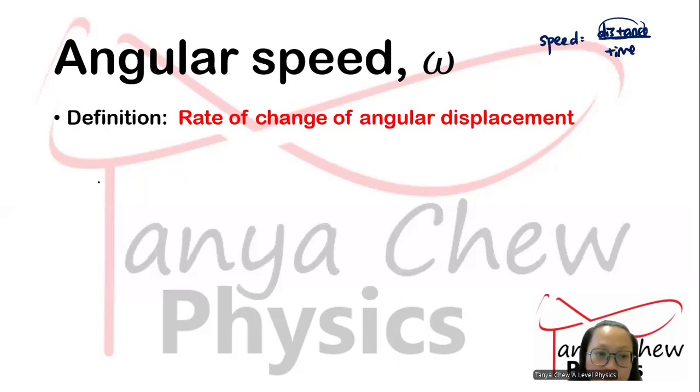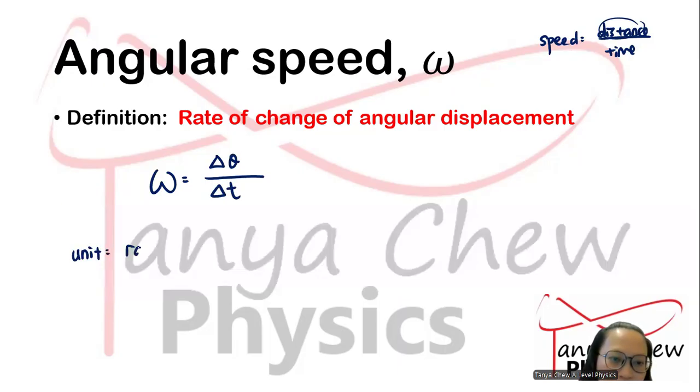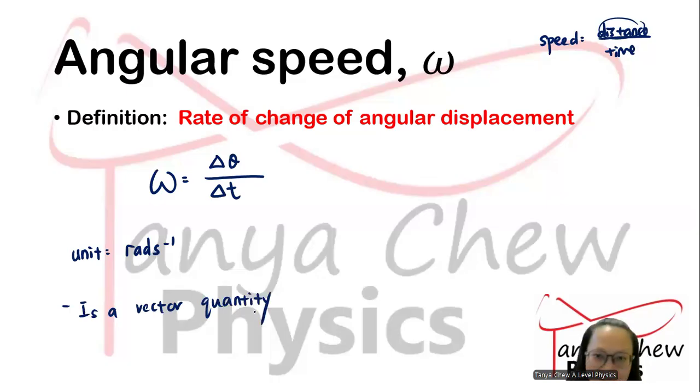So for the equation, you can write omega is equal to the change in angular displacement, because you start from the horizontal positive x-axis, divided by the time taken. And you can add that the unit of angular speed is radian per second. Why again? Because angular displacement is measured in radian and time is measured in second. And angular speed is a vector quantity. Remember that vector quantity depends on the direction. Why again? Because angular displacement itself is a vector quantity.